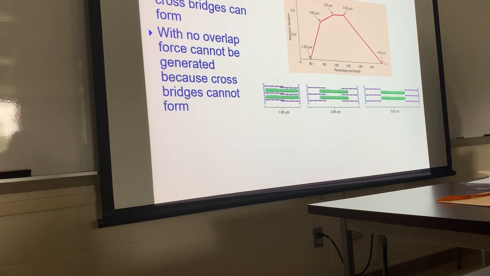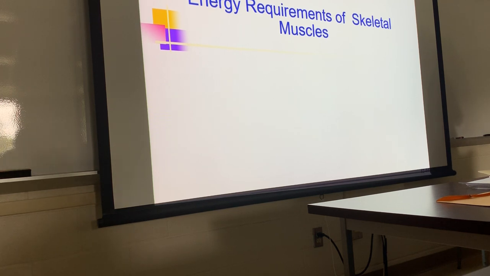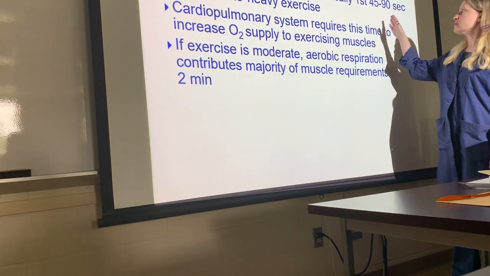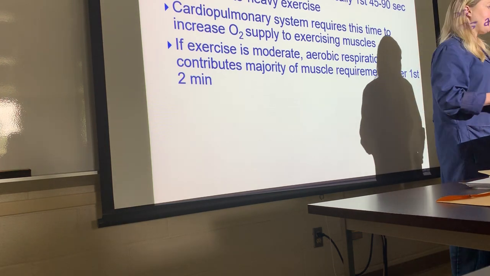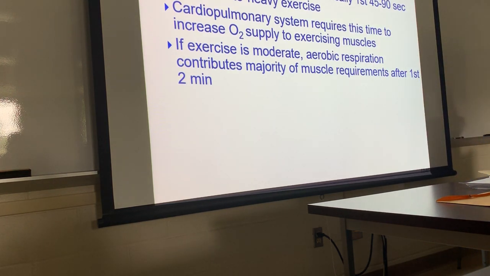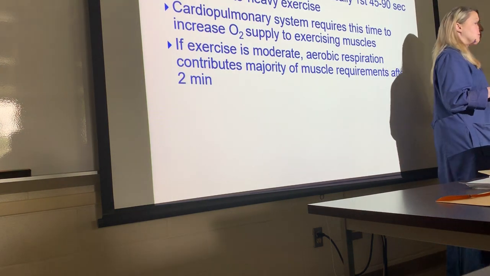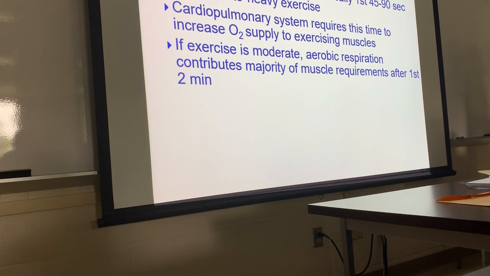All right, so moving into energy requirements of skeletal muscles. Skeletal muscles respire anaerobically during the first minute and a half of moderate to heavy exercise. So if you're a sprinter and you're only running for about a minute and a half at maximum speed, you're pretty much making energy through glycolysis, not through cellular respiration. You're making your energy anaerobically.